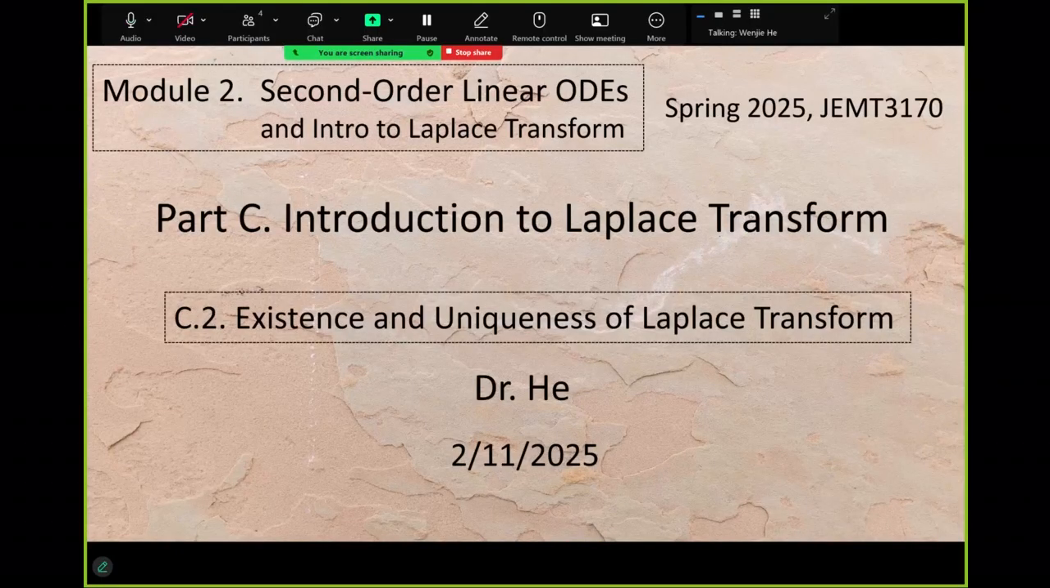C.2. This time, existence and uniqueness of Laplace transform. Now we need to make sure that when we apply the Laplace transform, there is no problem. It's legal, okay? So it's not garbage, because if the Laplace transform does not exist, all your calculation is garbage, right? It does not converge. When you do some work, all your integrals never converge.